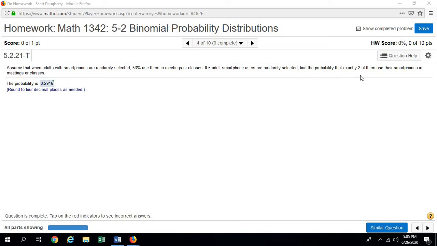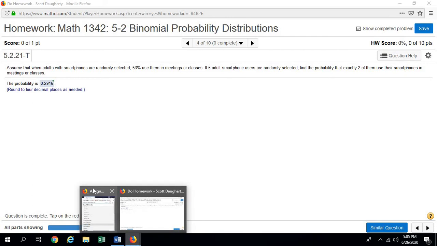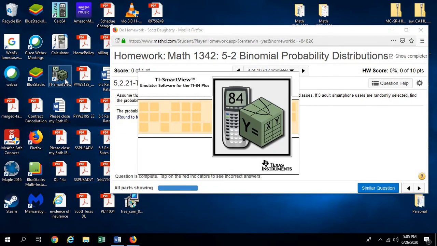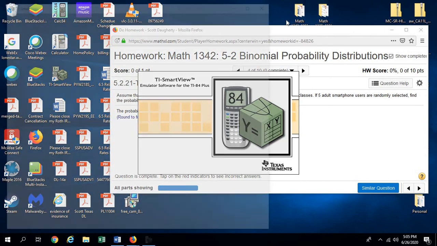And you can find this probability, right? We're trying to find the probability that exactly 2 out of the 5 that we survey would say that they use their smartphone during a meeting or class. And so you can find that on the TI-84 calculator. Okay, so I'm going to show you how to do that. So first thing, let me pull up this calculator, the TI-84 calculator.